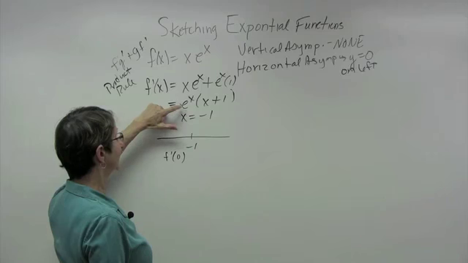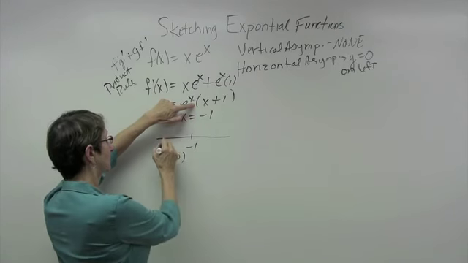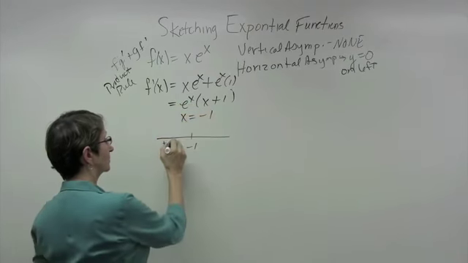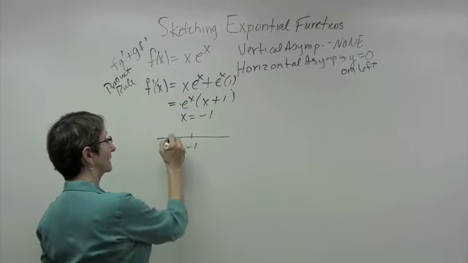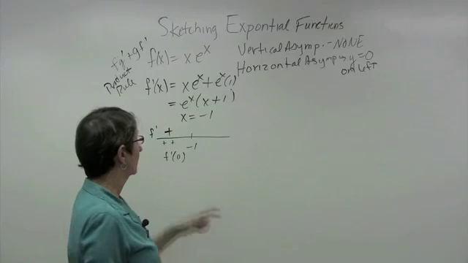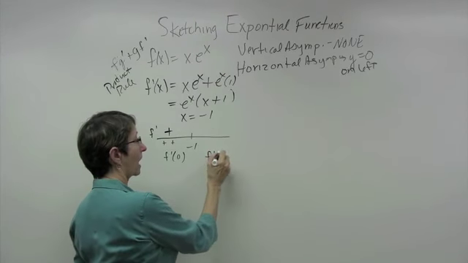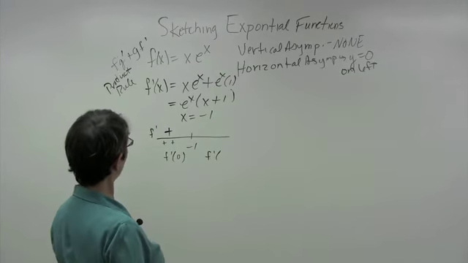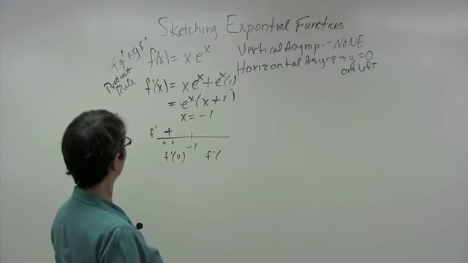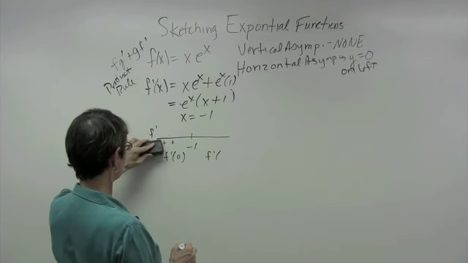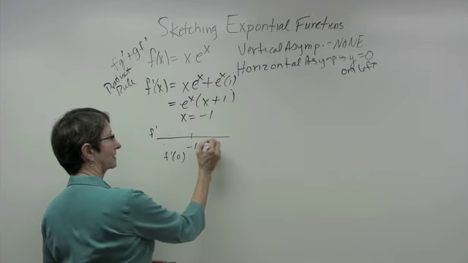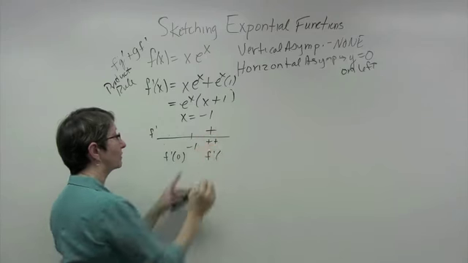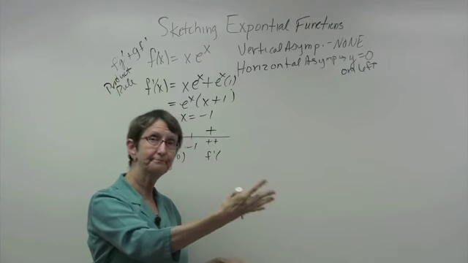I find e to the 0 is 1, that's positive. 0 plus 1 is positive, it's positive on that side. My first derivative, f prime, is positive. If I put in, I just did that backwards. Back up, 0 is not over here. So we need to change these to here. Remember, 0 is to the right of negative 1.